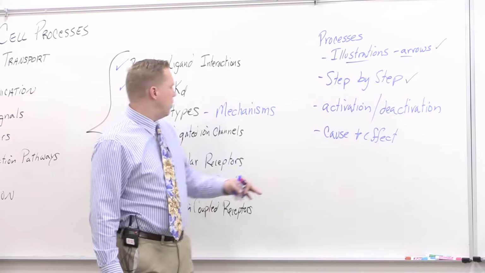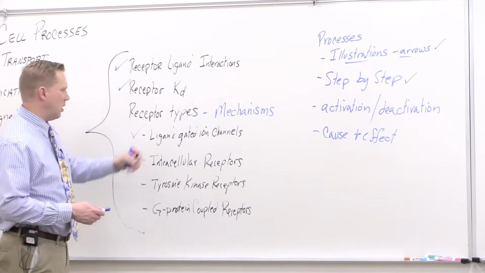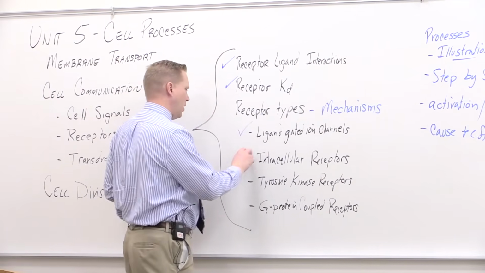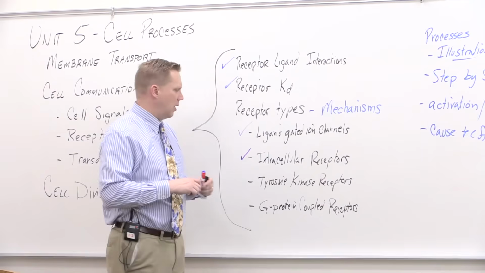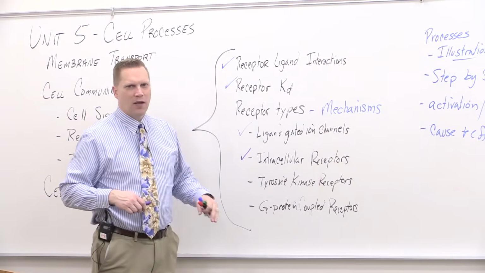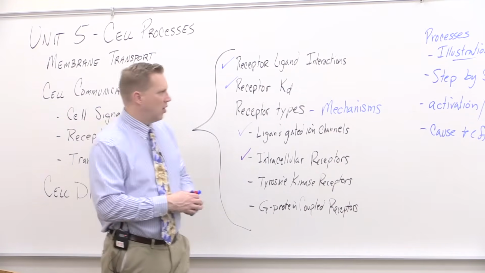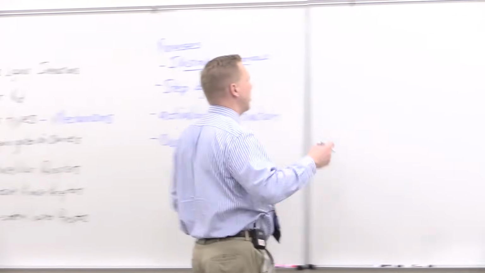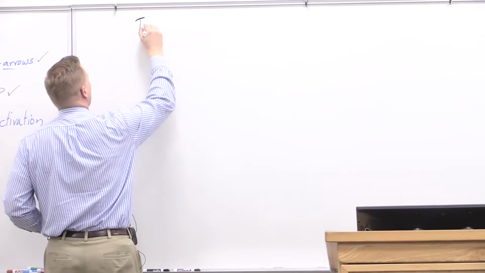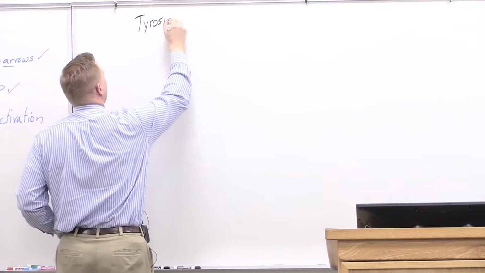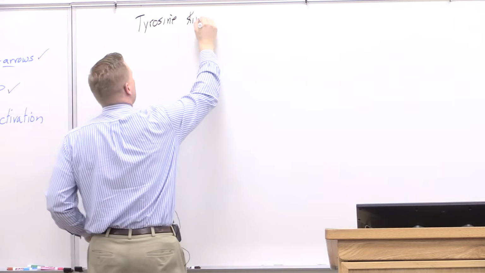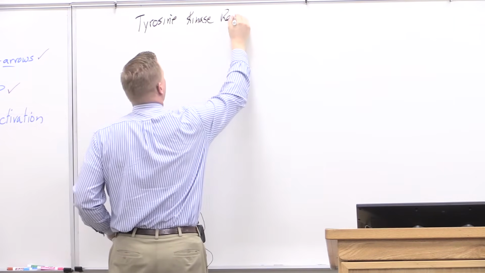So now we have finished our ligand-gated ion channels. We've talked about intracellular receptors. We now have the 2 more complex mechanisms that we want to go over, starting with the tyrosine kinase receptors.